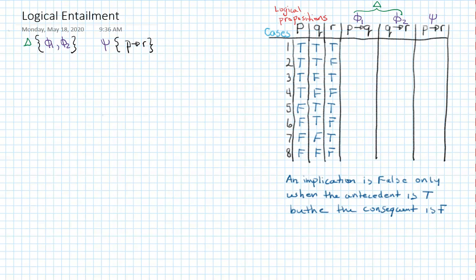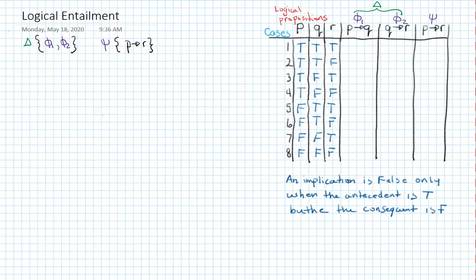So if the beginning part of an implication is true, but the ending part is false, that is to say, the proposition at the beginning is true, but the proposition at the end is false, then the implication is false. And every other time it's true. So the first thing I'm going to do is find all the falses.